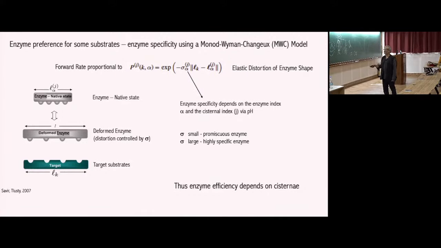Okay? What this means is that the enzyme efficiency now, because sigma and L alpha, this quantity L, has index J, which is a cisternal index, it means that the enzyme efficiency depends on the cisterna. Okay? In some cisterna, it may not work very well, may work very poorly. In some other cisterna, it will work well. Okay?